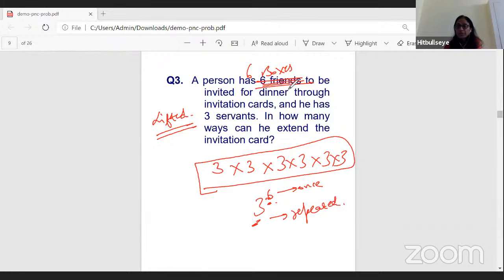Each and every friend will be invited only once. So he will be sent an invitation only once. Obviously, you are not going to send all the 3 servants to invite him. So that goes in the power. But yes, a servant can be repeated. I can send the same servant to invite 6 friends. I can send 2 of the servants to invite all the 6 friends, right? So I can repeat a servant. Suppose the servant S1 goes to invite the first friend. Servant S1 also goes to invite the second friend. I can repeat the servants. So the ones that can be repeated will always be in the base. That's an easy way to crack such logic. Is that clear, everyone?